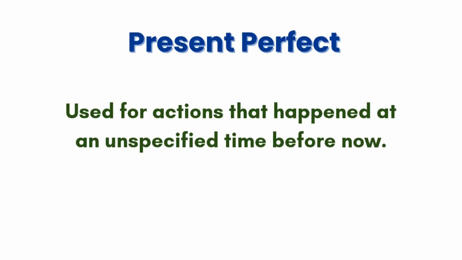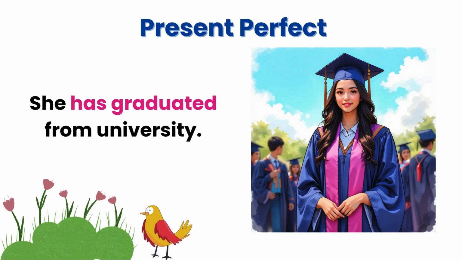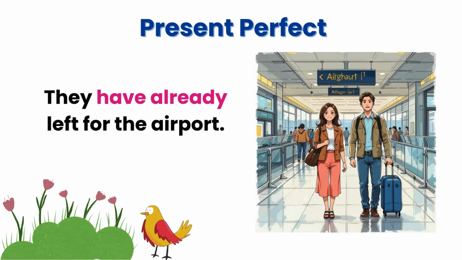Present perfect tense. Present perfect tense is used for actions that happened at an unspecified time before now. She has graduated from university. They have already left for the airport.